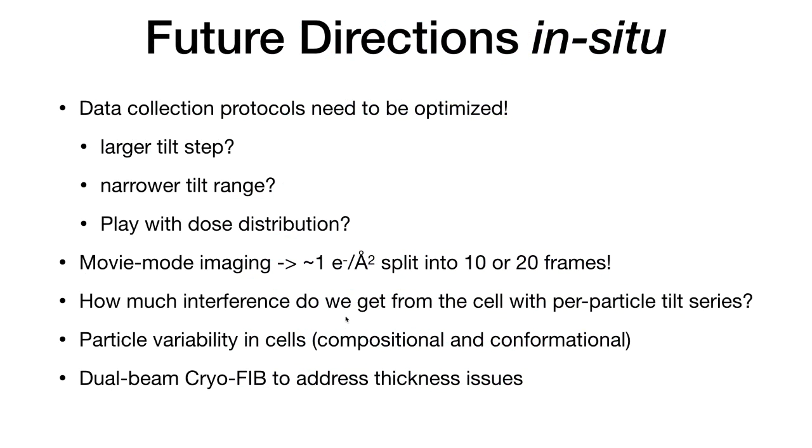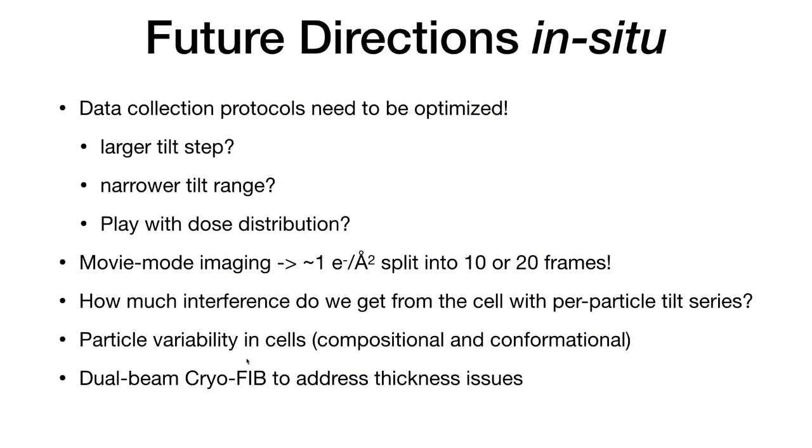We then have questions about how much interference we are getting from the surrounding cellular material when we extract one of these per particle per tilt series. There are tricks that we use to make this work well, and we were actually somewhat surprised that we were able to get subnanometer resolution using this approach. It seemed like the interference from the other stuff in the cell would probably be too much to allow that to happen, but it turns out it's not if you deal with it correctly.